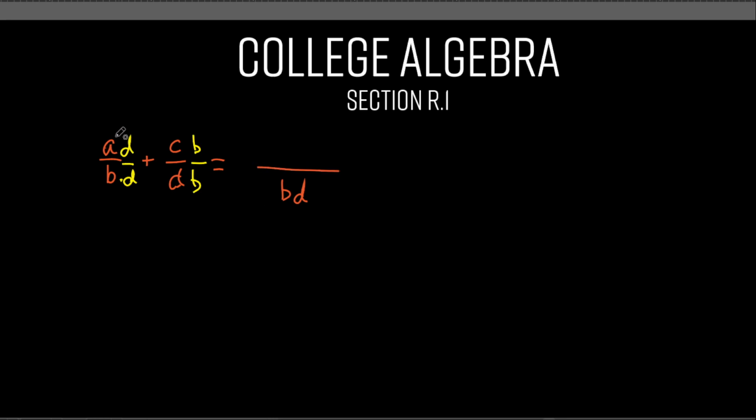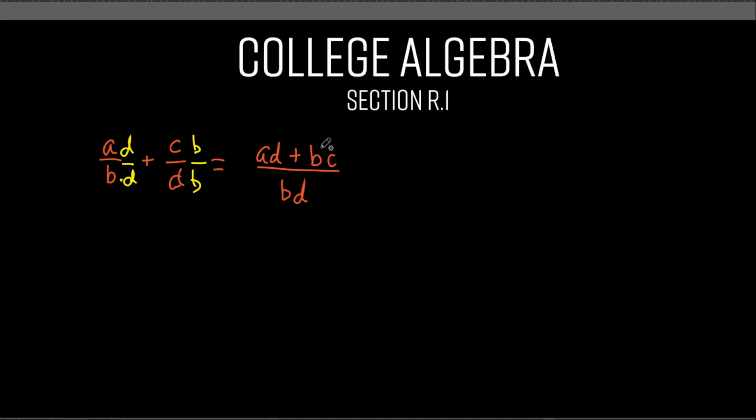Okay. So now what do we get? We got BD is already right here. It's already that common denominator. So now we have AD, and then you have CB, or I like to kind of put it in alphabetical order, BC. Doesn't make any difference.